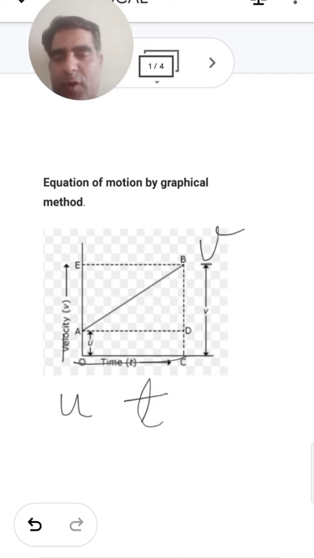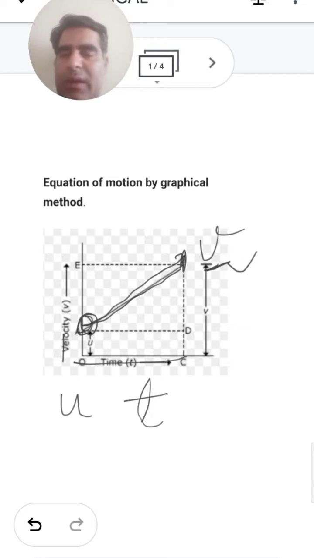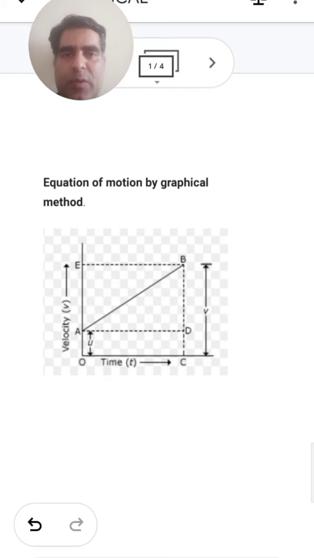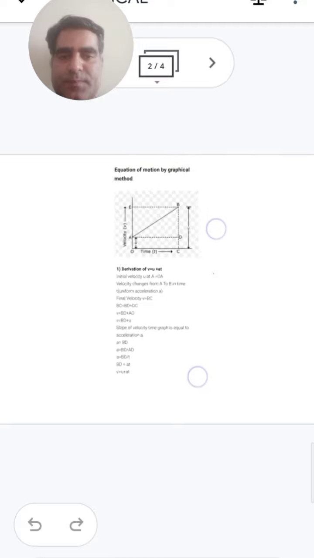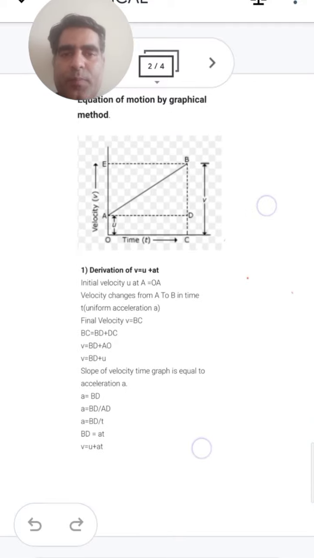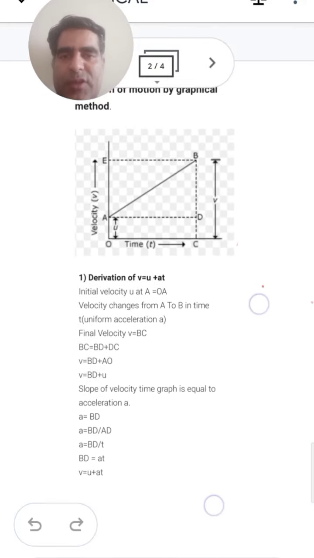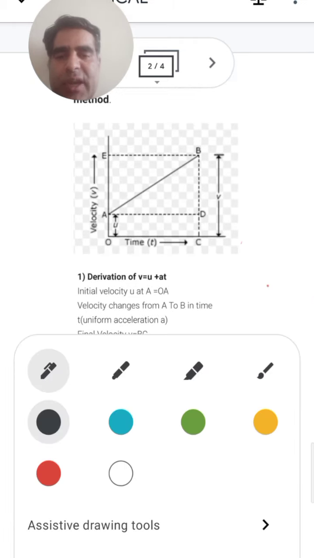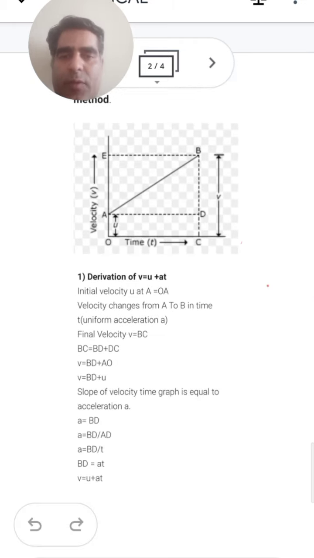Any object that has started from u has moved with a uniform acceleration, reached a final velocity v, and taken a time period t. So we will derive the equations of motion with the help of the graphical method. The first equation we have to derive is v equals u plus at.